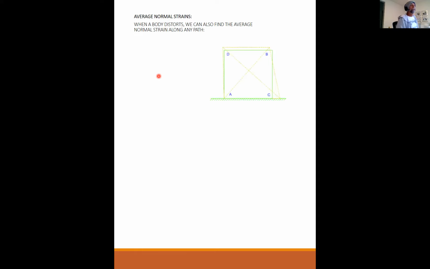For instance, like this. This is one of the problems where we found the shear strains by finding the change in the angles at each one of these corners. And the shear strain was defined as pi over 2 minus theta, that angle. But as this body distorts, as you can see, the distance from A to B changed, and the distance from C to D, this corner, changed as well. So with a change of distance in a normal direction, we also have a normal strain, and we can calculate what that is as well.